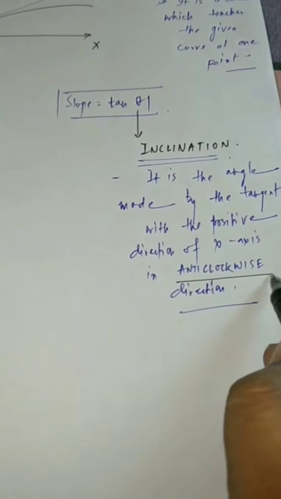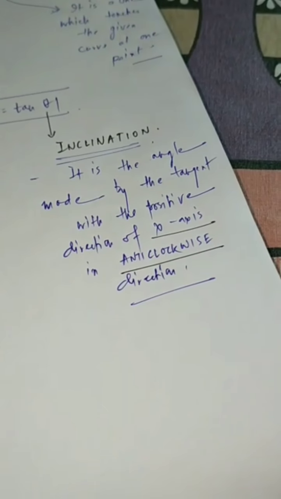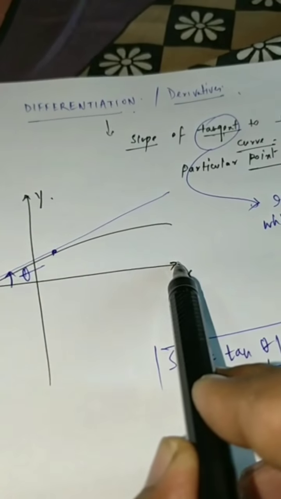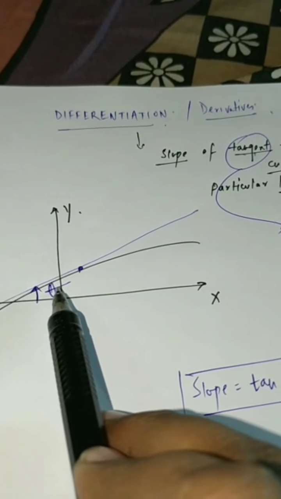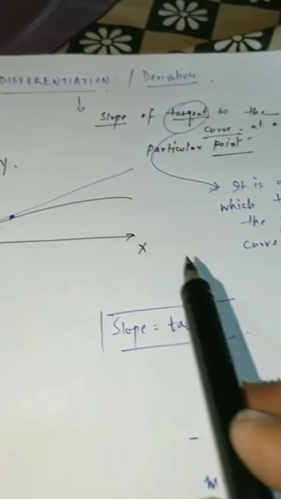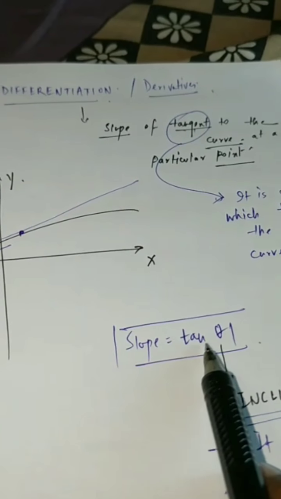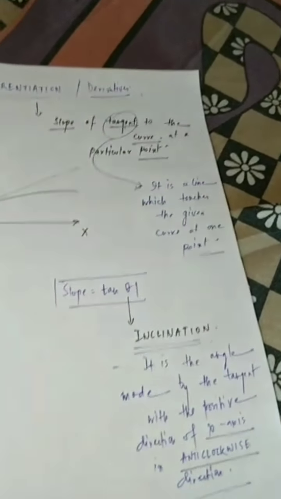These two words are very important. The angle made by the tangent with which axis? It is the positive direction of x-axis. We're talking about this axis. And in the anti-clockwise direction, that is why I have shown this arrow. So this is theta. Suppose my theta is 45 degrees, I'll put that theta here. So tan 45 will give me the value 1. So I'll say slope is equal to 1. So this was the definition of inclination.